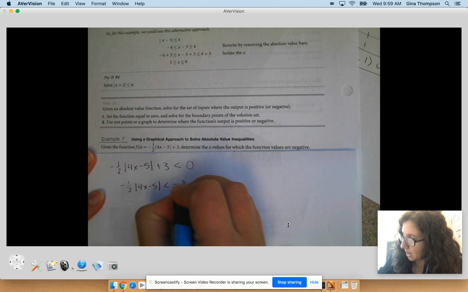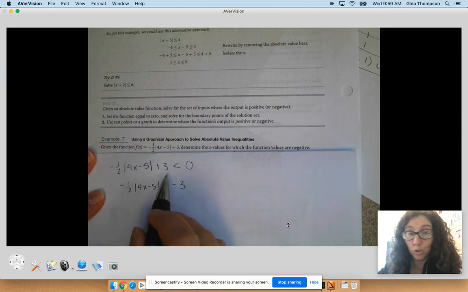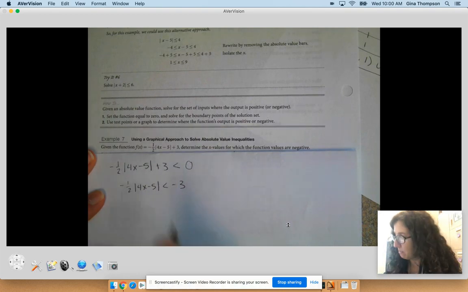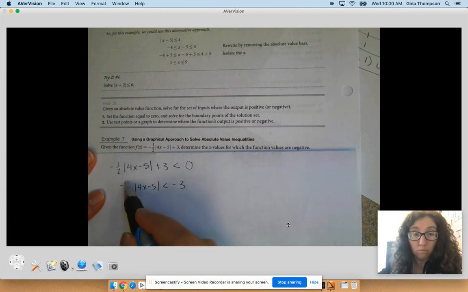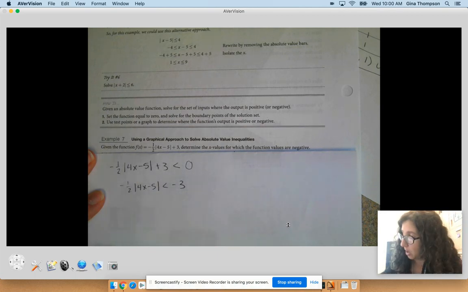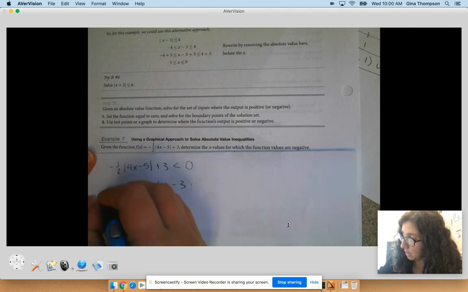So it's going to be less than negative 3. We're just subtracting, so we don't have to change the sign. Okay, but now we need to multiply by negative 2 to get rid of this negative 1/2. So I'm going to multiply everything by negative 2.